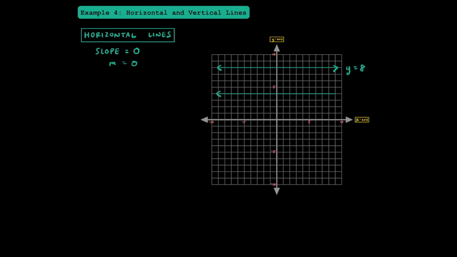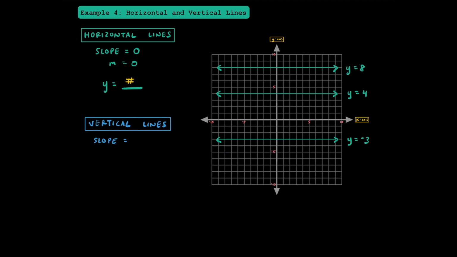What about this horizontal line over here? The equation of this horizontal line is just y is equal to 4. And this horizontal line over here, the equation of this line is just y is equal to -3. Every horizontal line you'll ever see will just look like y equals, and it's just going to be some number here. So what about vertical lines?